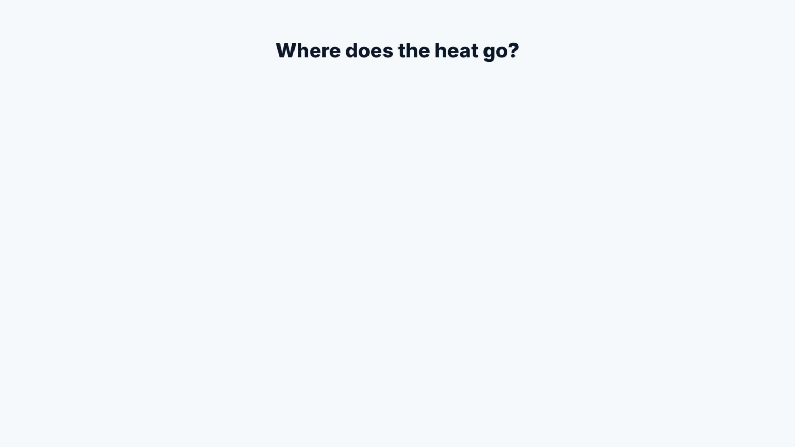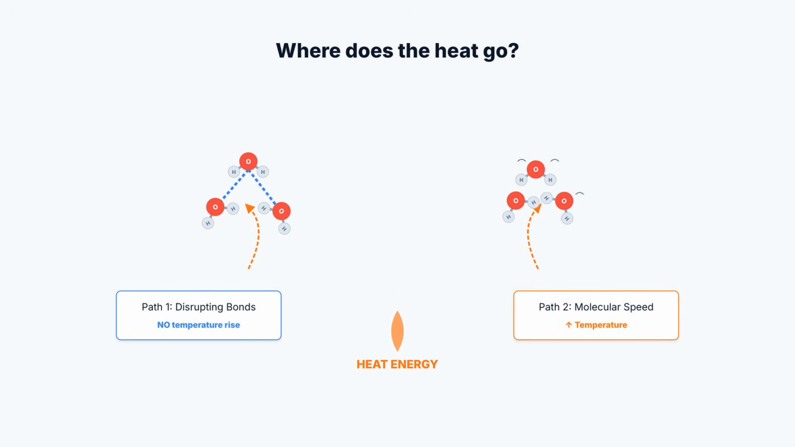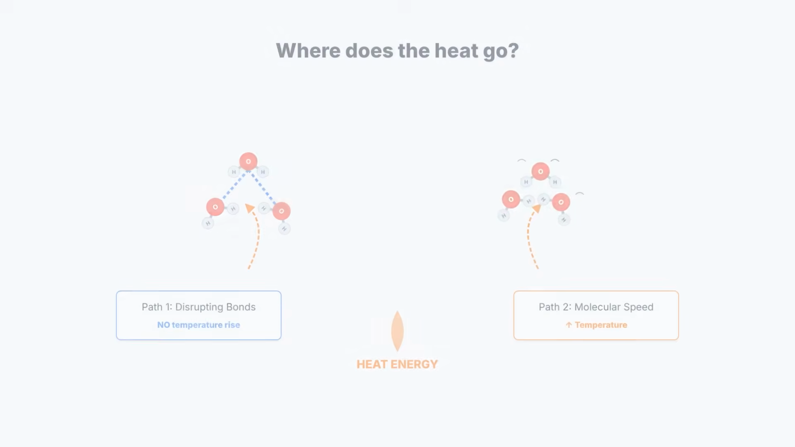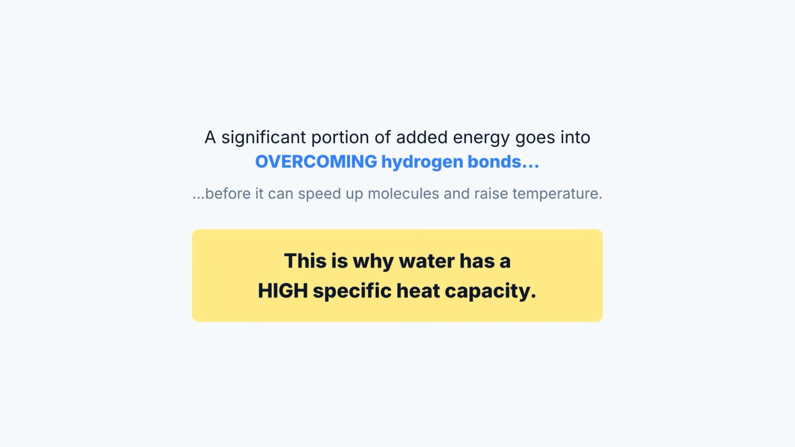When you add heat energy to water, the energy has 2 main places to go. First, it can increase molecular motion, so increasing the speed of molecules like we talked about before. This raises the temperature. Or second, it can go into disrupting and rearranging those hydrogen bonds between water molecules, which does not raise the temperature of the water. In water, a significant portion of the energy we put into it is going into just trying to overcome those hydrogen bonds between water molecules because it needs to weaken those bonds before the energy can actually go into speeding up those molecules and increasing the temperature.